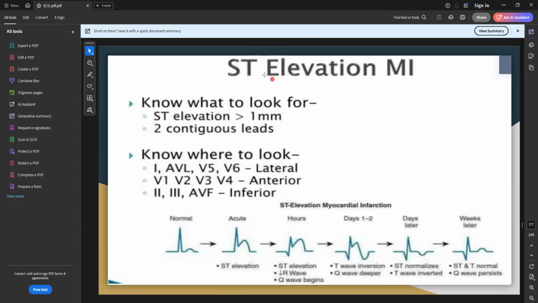Now let us see the STEMI or ST elevation MI. In this ST elevation MI, what do you have to look for? You have to look for ST elevation in two continuous leads. This ST elevation should be more than 1 millimeter. In lateral STEMI, you have to look at lead 1, AVL, V5 and V6. In anterior, V1, V2, V3 and V4. In inferior STEMI, you have to look at lead 2, lead 3 and AVF.